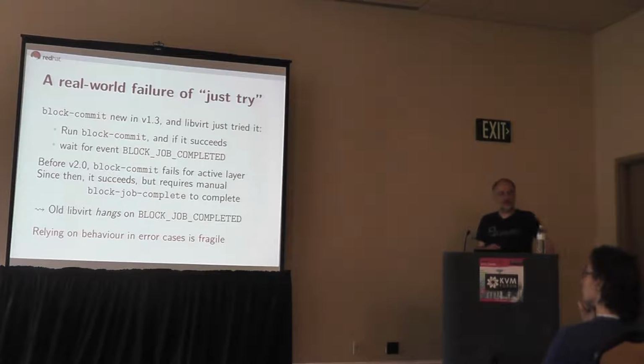We added command block commit in 1.3, and it works roughly like this. You run block commit, it starts a block job and succeeds. The block job runs for a while, and when it's done, it sends event block job completed. libvirt just tries to use it. Run block commit. If it succeeds, wait for the event. Worked fine. Until 2.0. Before 2.0, block commit fails for the active layer.